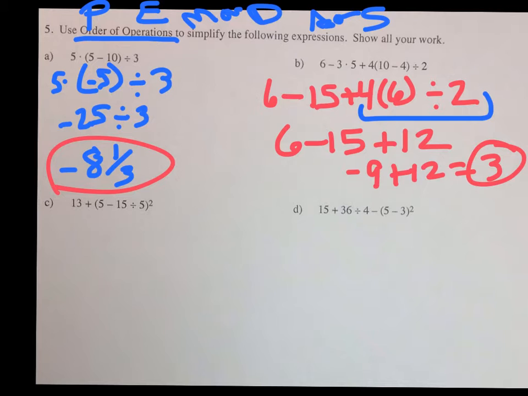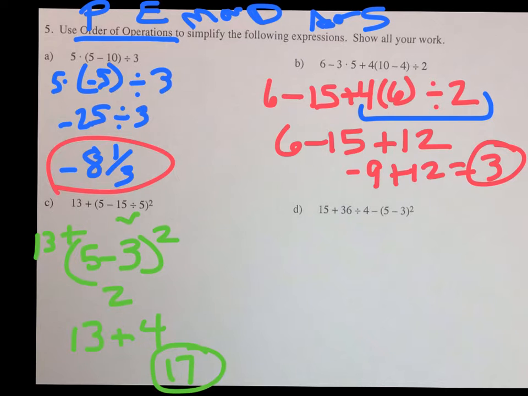Okay, letter C, again there's parentheses there, but within the parentheses I've got to do that little division symbol. So 15 divided by 5 is 3, and then 5 minus 3 is 2, and I've got to square that 2. 2 times 2 is 4, and then it ends up being 13 plus 4, which is 17. Sorry, that's really hard to see. So that answer was 17.